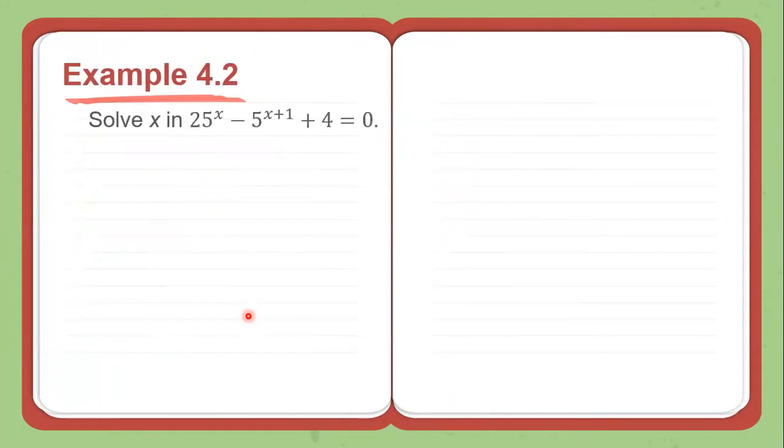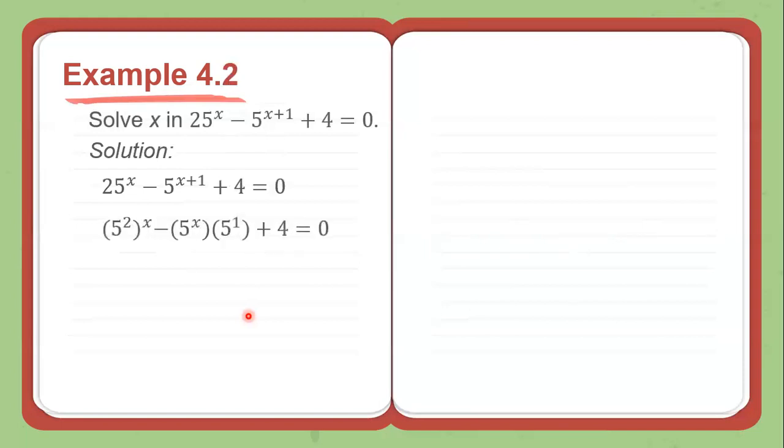Proceeding to example 4.2, we need to solve for x in 25 raised to x minus 5 raised to x plus 1 plus 4 is equal to 0. So again, 25 can be expressed as the square of 5, giving 5 squared raised to x minus 5 raised to x times 5 raised to 1 plus 4 is equal to 0. Particularly in this one, we know that this term and this term are the same because they have the same base, so we can simply add their exponents, which results to this. So they are just equivalent.